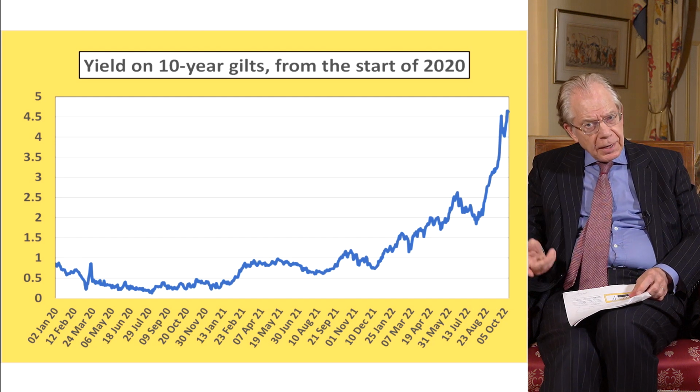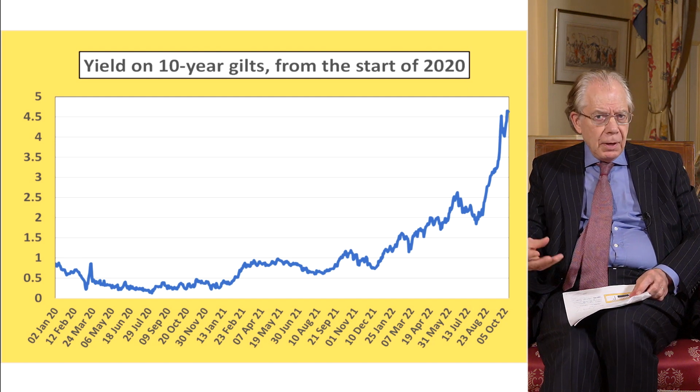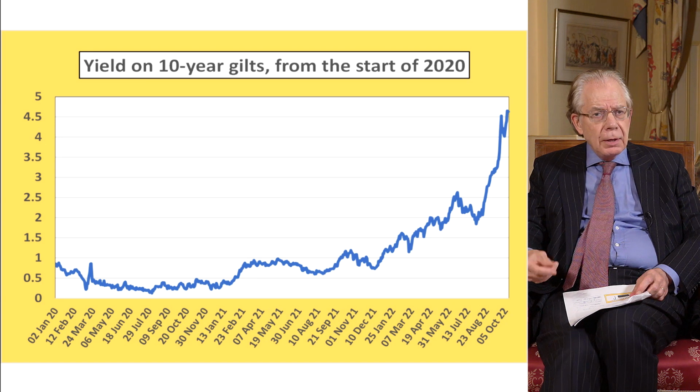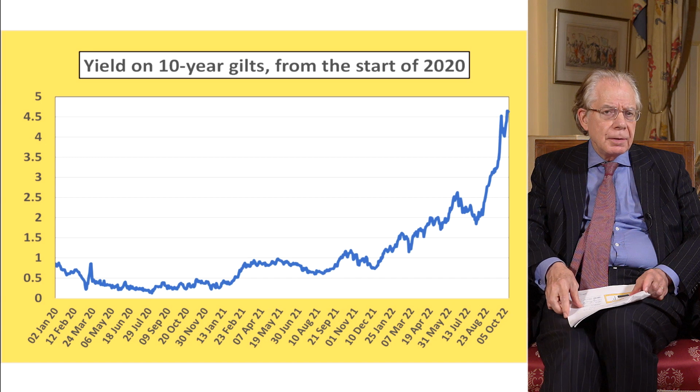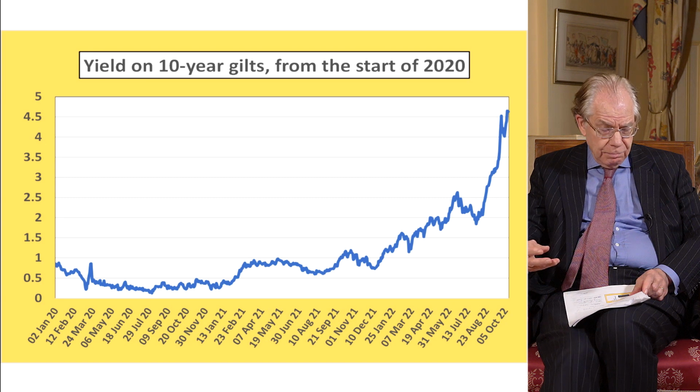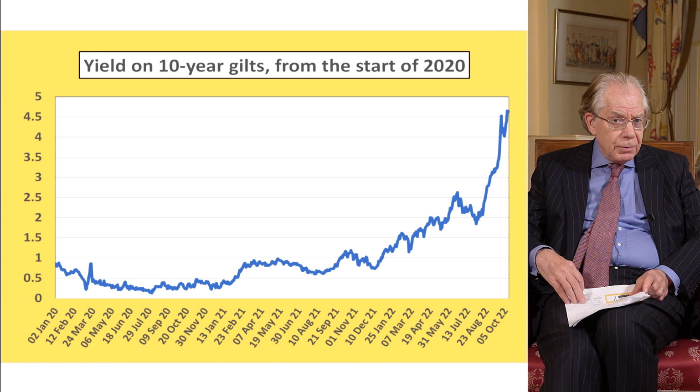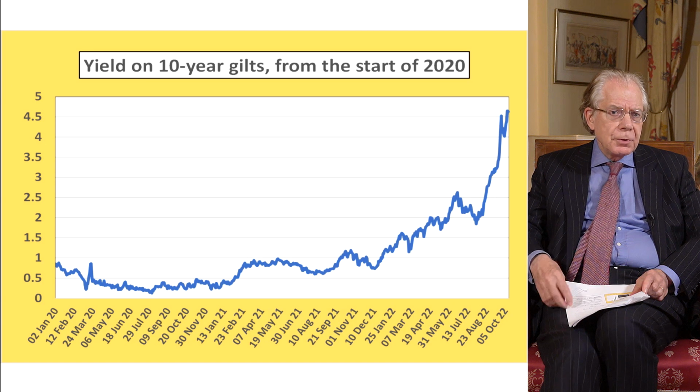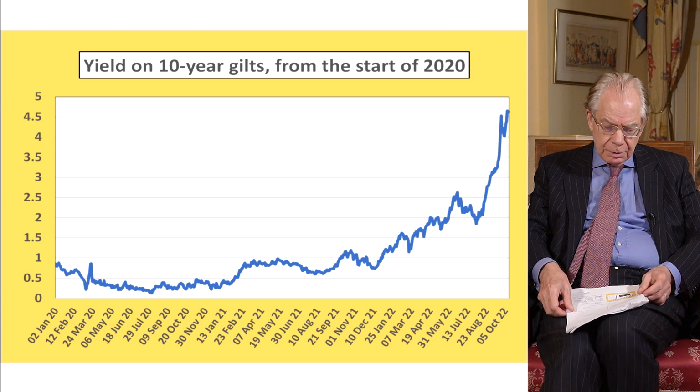That then feeds back to the debt interest bill. That is part of the current crisis. And you can see in this chart that much of this surge in the yield on the 10-year gilts has occurred in the last few weeks, just as the Truss government has taken power. And this reflects the loss of confidence that has occurred.